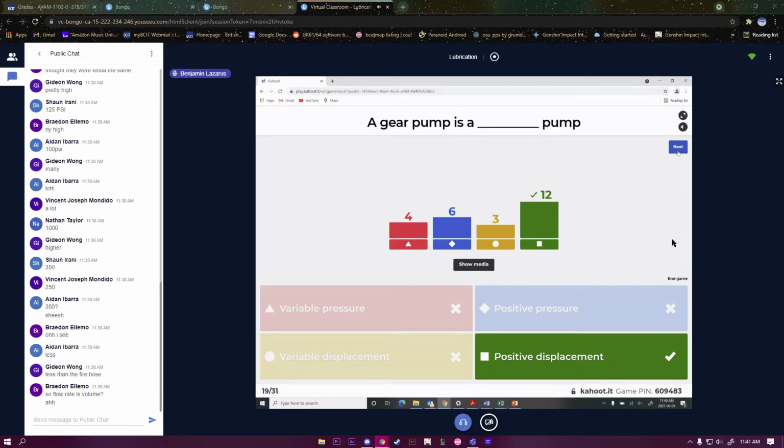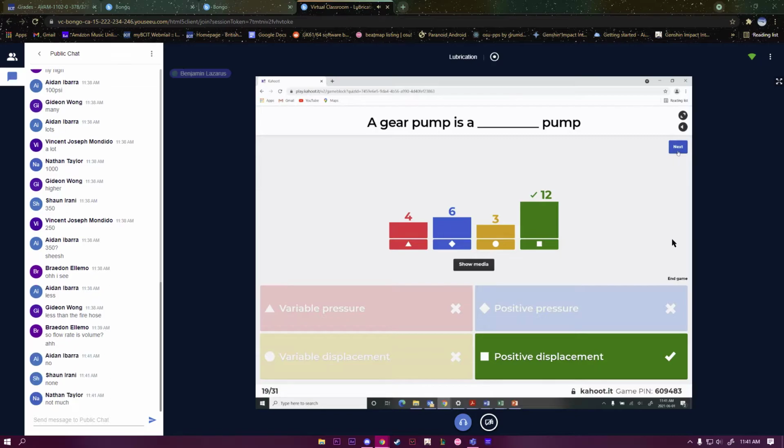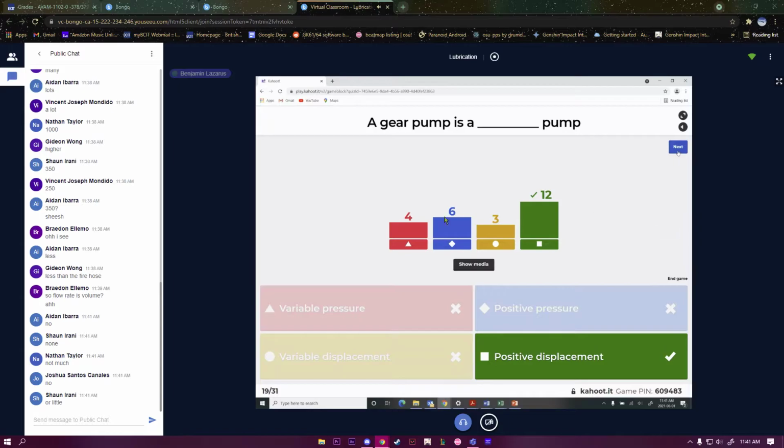A gear pump is a positive displacement pump. No, positive pressure. The reason it's not positive pressure, remember I just said pressure is a result of two things: flow and a resistance to flow. How much pressure is in your garden hose if you just have it wide open on the end? Is there very much pressure in that hose? Right. Now, what if you stick your thumb over the end? The pressure will grow inside the hose, right?